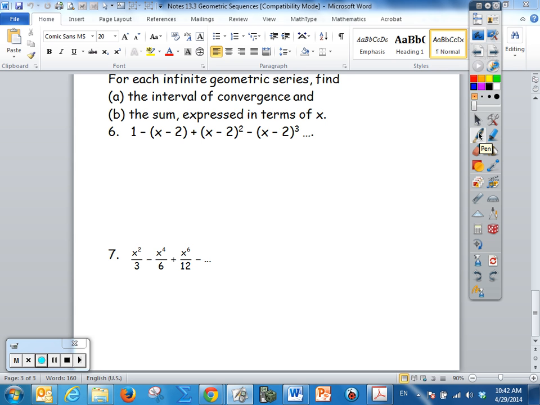Alright, so I'm going to write up a little. We're not going to do this one again. I'm going to do number 7, but I'm going to write up higher so that y'all can see it. Same strategy. We want to find the interval of convergence. We need the r first.